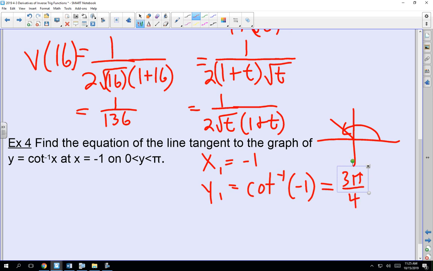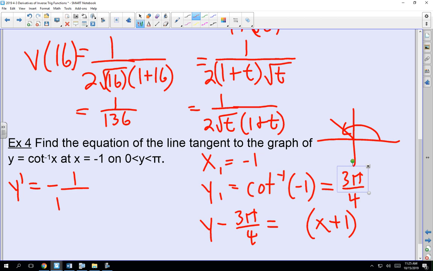So y sub 1 is 3 pi over 4. So far what I have is y minus 3 pi over 4 equals m times x minus negative 1, x plus 1. So we've got to find that slope. We find the slope by taking the derivative of inverse cotangent. Y prime is equal to -1 over 1 plus x squared. This one's just the straight formula because x is actually x. And then we're going to plug in -1.